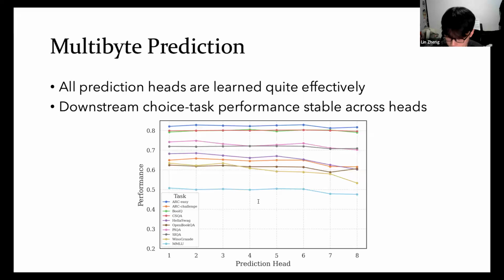Even though they are very distant from the current position, like the 8th prediction head, which would need to predict the 8th next byte, it still predicts very accurately compared to the first one. The performance across different prediction heads remains very stable. This indicates the different prediction heads are learned very effectively and leverage their learned semantics to do the downstream tasks. So that's the toy-scale probing experiment for the different prediction heads, which verifies the effectiveness of our multi-byte prediction module.